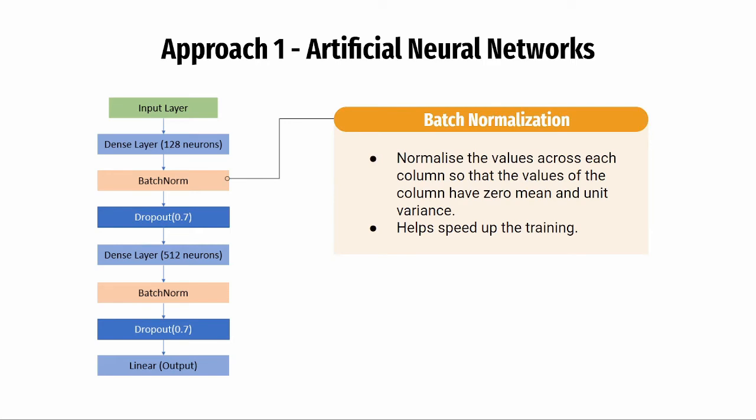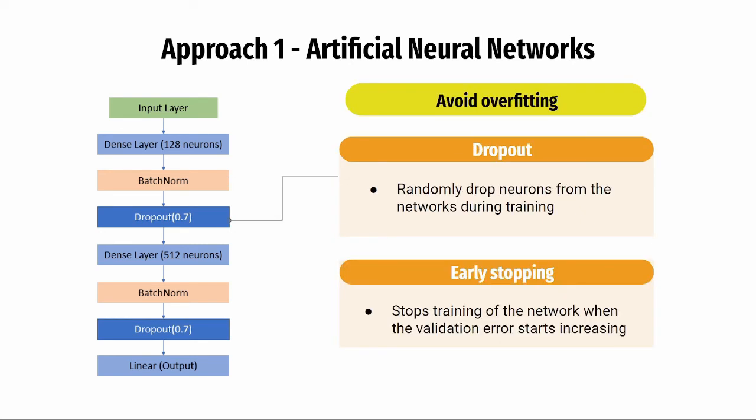The batch normalization layer is used to normalize the values across each column so that the values of the column have 0 mean and 1 variance. It helps speed up the training by allowing higher learning rates and thus faster convergence. To avoid overfitting, we use dropout and early stopping methods. Dropout randomly drops neurons from the network during training, thereby reducing the overfitting. Early stopping stops training of the network when the validation error starts to increase, which indicates overfitting starts to occur.